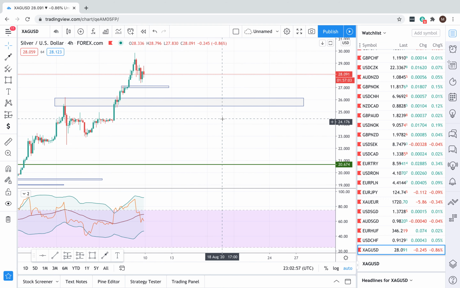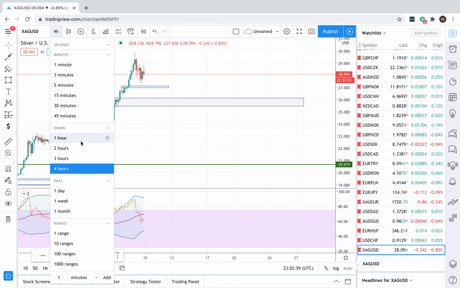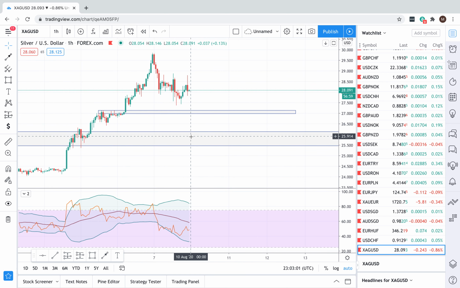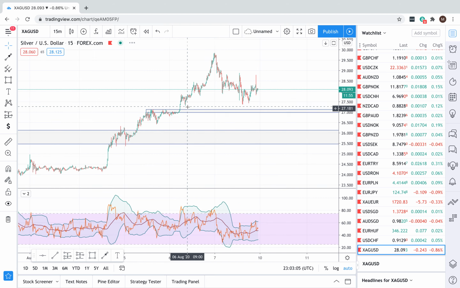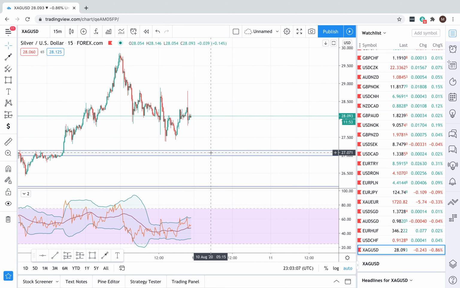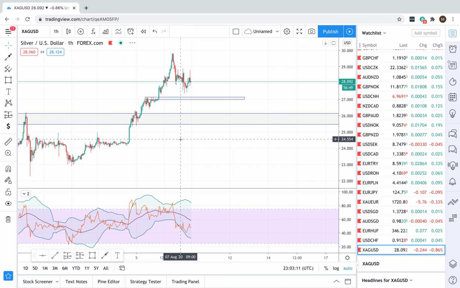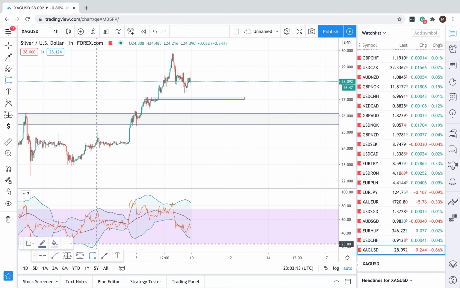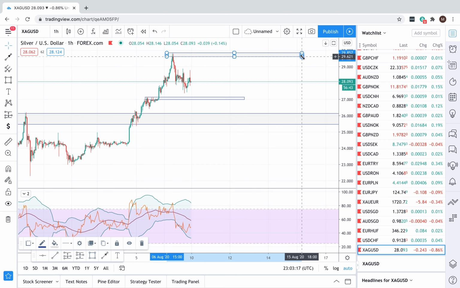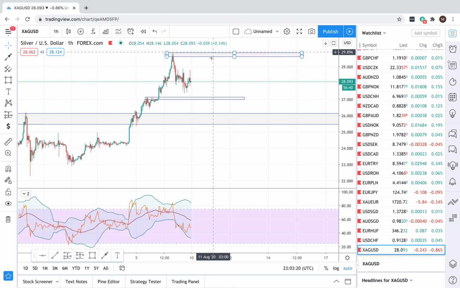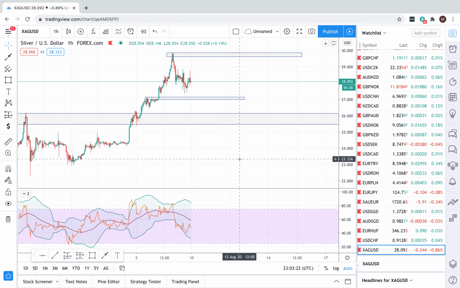Silver, let's zoom into the R1. I think that's the R1 level. Yep, an R1 level, probably a minute 15 level as well. Yes, so we can have a retest of the zone to go in long, or we can have price breaking this level over here and a retest to go in long.